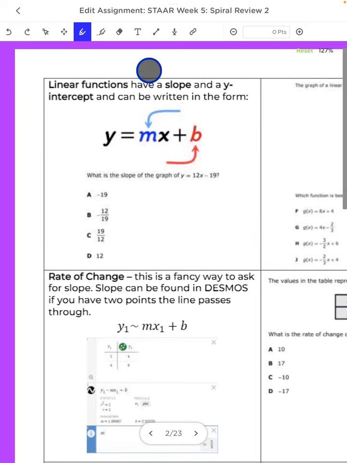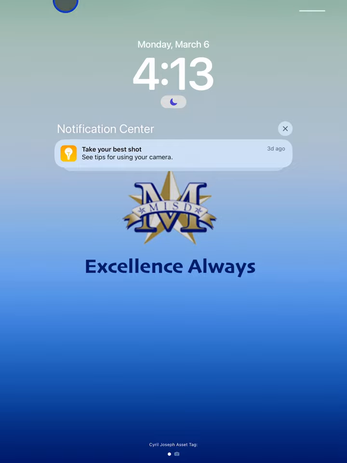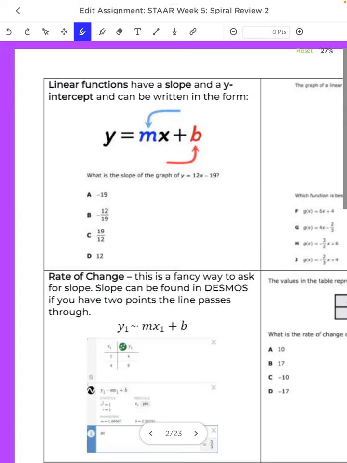Linear functions have a slope and a y-intercept. So it can be written in this form, okay? And this form is called slope-intercept form. Okay, now think about that. It's called slope-intercept because it gives us the slope and the y-intercept.